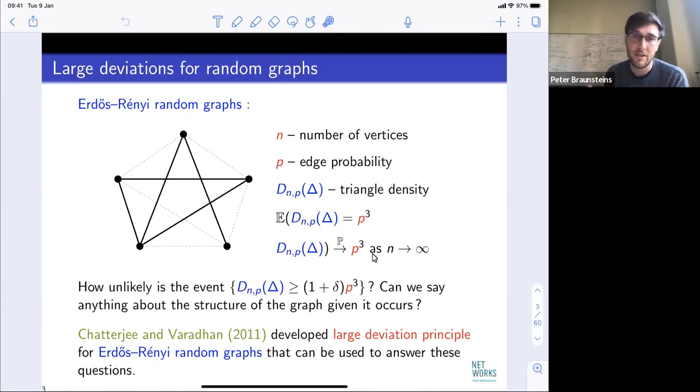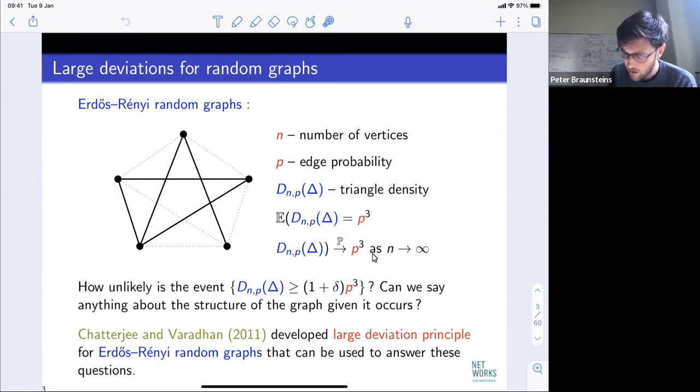But this talk is going to concern large deviations, so rare events. So we're going to ask questions like, how unlikely is the event that the triangle density is unusually large? Okay, so we know due to this law of large numbers that the probability of this event is going to vanish to 0 as n goes to infinity. Okay, but we want to know how quickly it goes to 0. Okay, so that's an example of a large deviation.